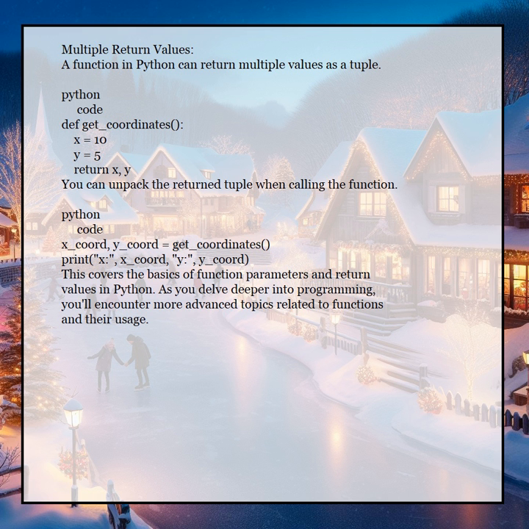Python code: x_coord, y_coord = get_coordinates(). print("x:", x_coord). print("y:", y_coord).